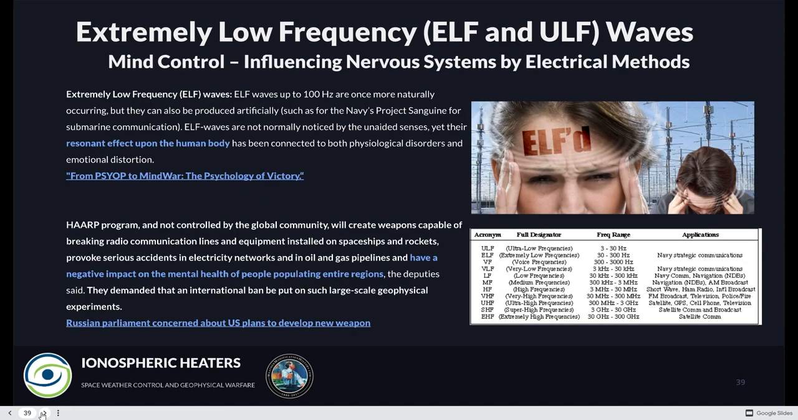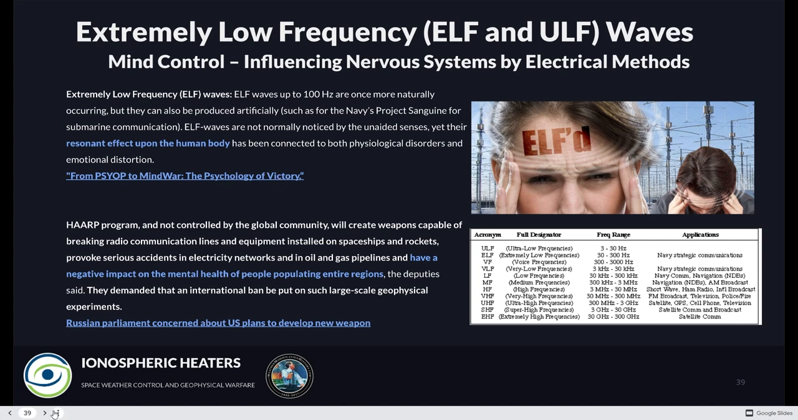Which brings us to extremely low frequency waves and the most talked about topic, mind control. So extremely low frequency waves, ELF waves, up to 100 hertz are once more naturally occurring, but they can also be produced artificially, such as for the Navy's Project Sanguine for submarine communication. ELF waves are not normally noticeable by unaided senses, yet their resonant effect upon the human body has been connected to both physiological disorders and emotional distortion. And this is from PSYOP to Mind War, The Psychology of Victory.